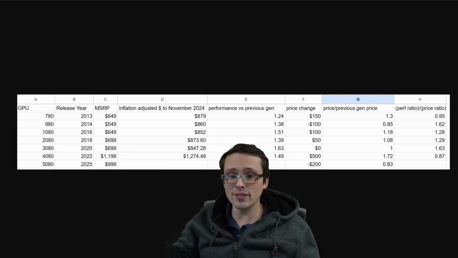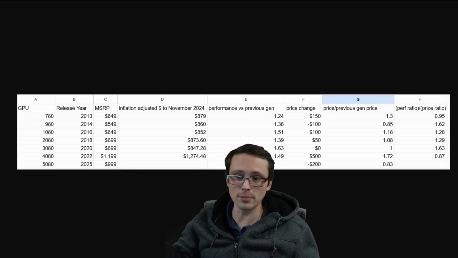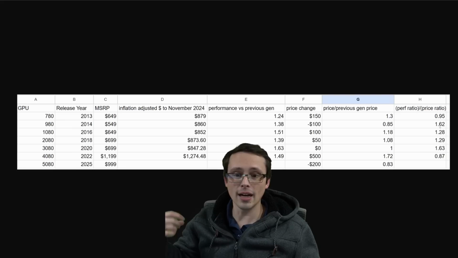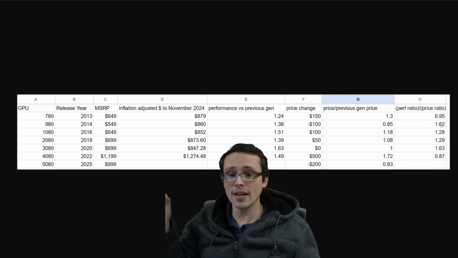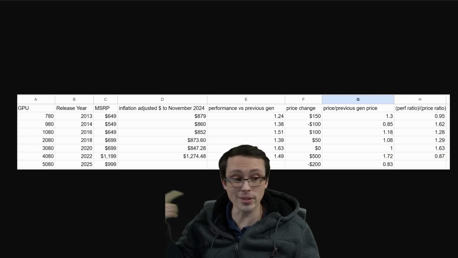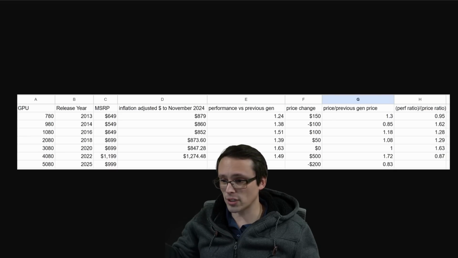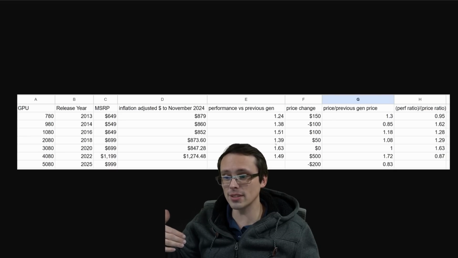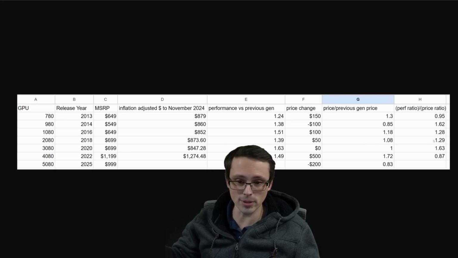The 980 offered 62% better performance per dollar because while being a 38% performance increase, it also was about 15% less expensive, giving a 62% improvement in performance per dollar. The 1080 was a 28% improvement because while it was 51% faster, it was also 18% more expensive than the previous generation. The 2080 was a 29% improvement because while it was 39% faster, it was 8% more expensive.